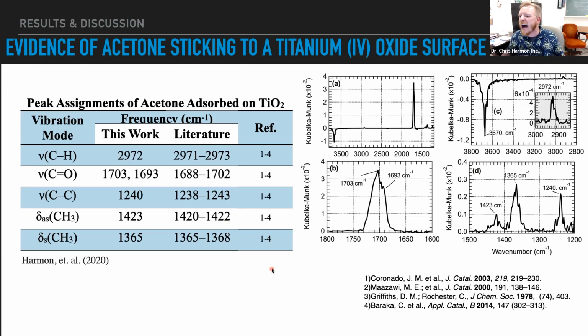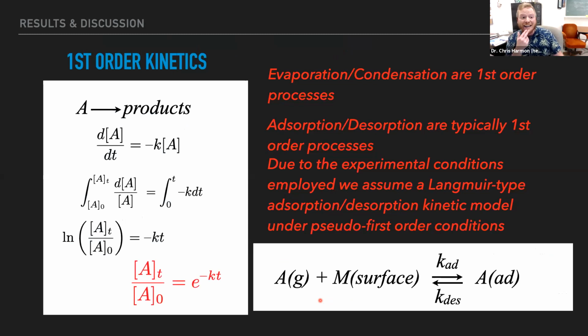So this gives us good confidence that our acetone is sticking to the surface, particularly that we see this negative dangling hydroxide peak at the same time that we see positive peaks associated with acetone. Okay, so we're going to get into now describing the quantitative studies.